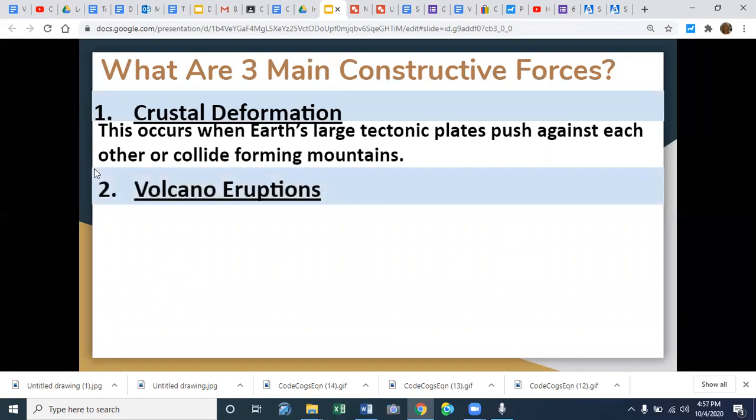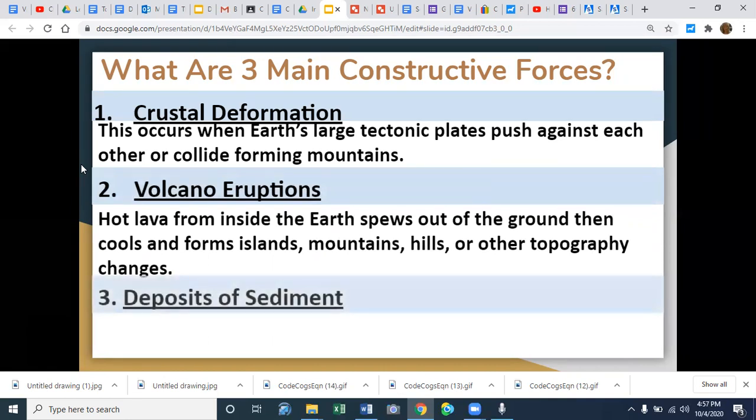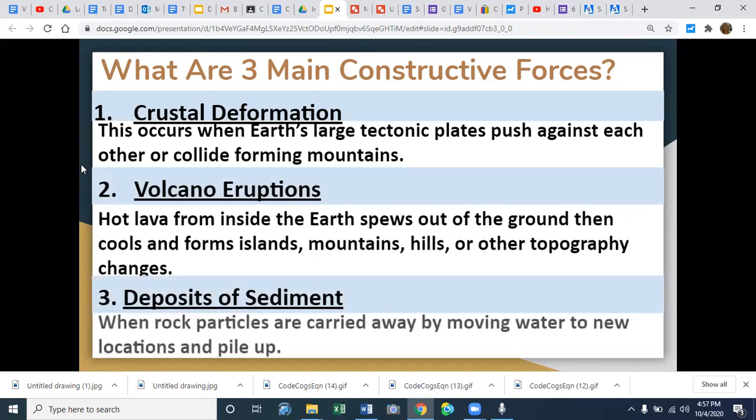Another constructive force is volcano eruptions. They actually construct new land, right? Just like Hawaii. Hot lava from inside the Earth spews out of the ground, then cools and forms islands, mountains, hills, or other topography changes. And the other constructive force is deposits of sediment, so deposition. Sediment is dirt and sand and clay. When rock particles are carried away by moving water to new locations and they pile up, you have deposits of sediment. That's where deltas come from as well.